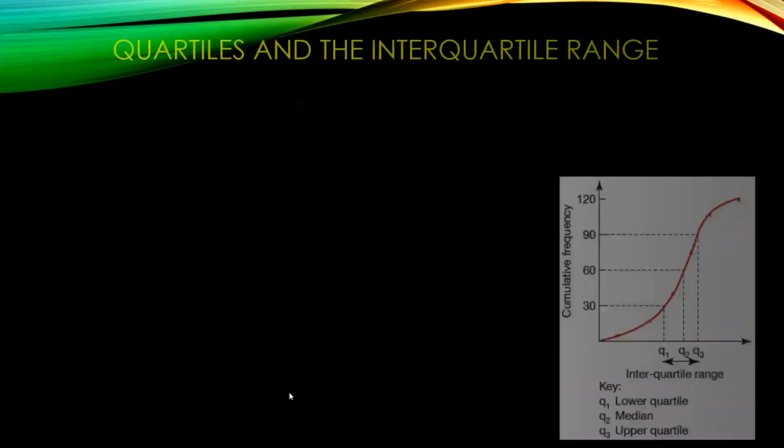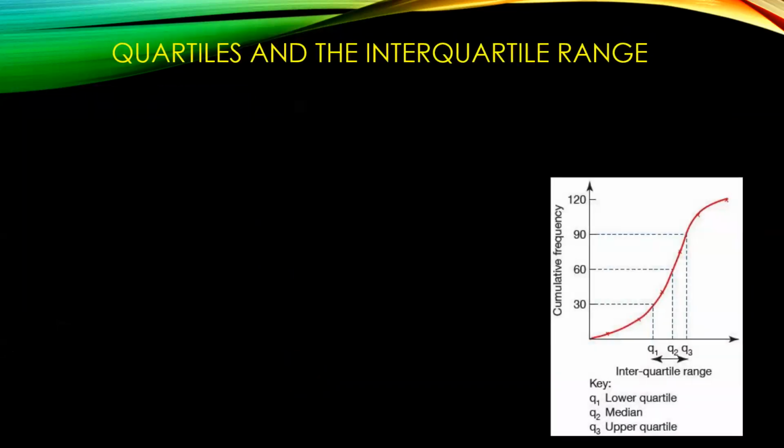Then let's see another few things that we can read from the graph. Imagine you have another cumulative frequency graph like this. Now you can see this one is 120, that means the total frequency is 120.